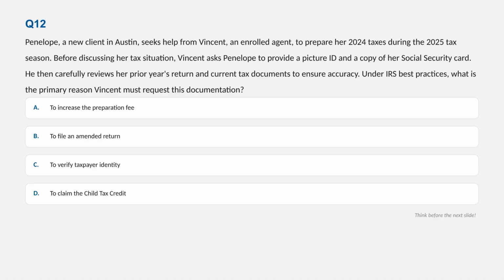A. To increase the preparation fee. B. To file an amended return. C. To verify taxpayer identity. D. To claim the child tax credit.